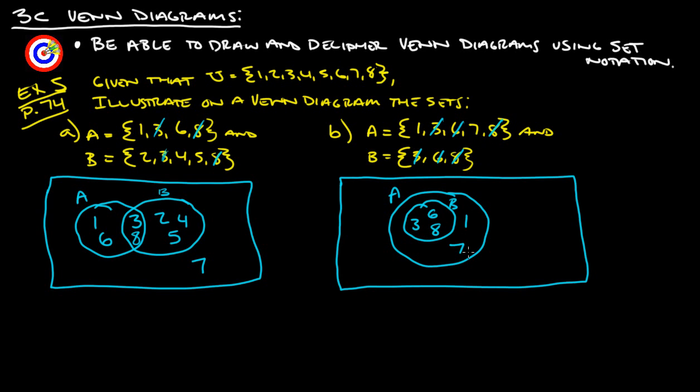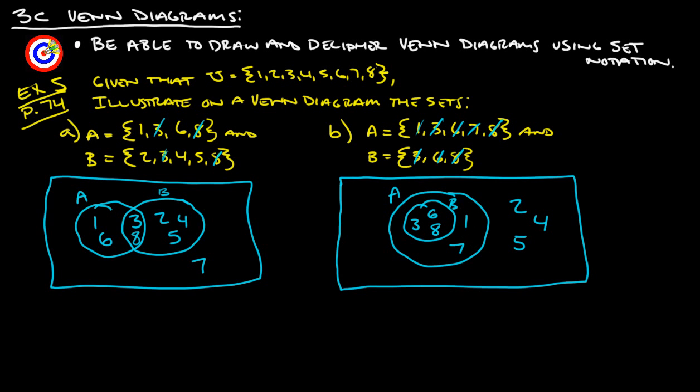A also has 1 and 7. Right? And that takes care of everything from set A and B. Now we just have to figure out if there's any left over in the universal set that we have to put outside of A and B. So let's take a look. 1, we're missing 2. 3, we're missing 4. And 5. We have 6, 7, and 8. So that would be our answer for B.